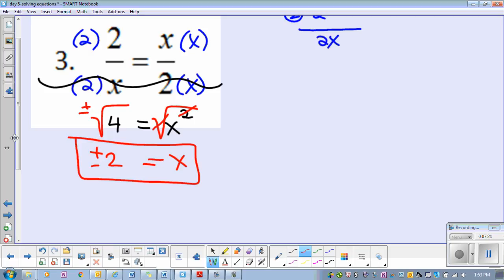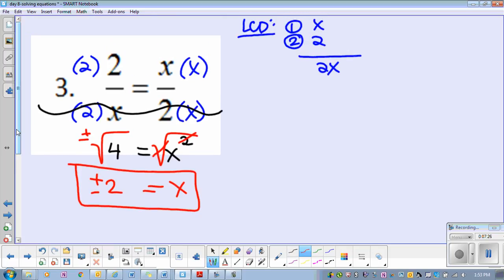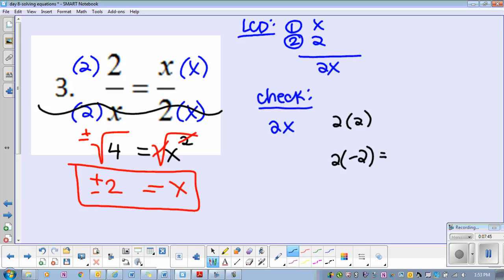So this means we have a negative 2 and we have a positive 2. So if I check, I need to check both of those. So plug it into 2x. Okay? So I need to check 2 times positive 2, and I need to check 2 times negative 2. Do you agree? Any of those equal 0?